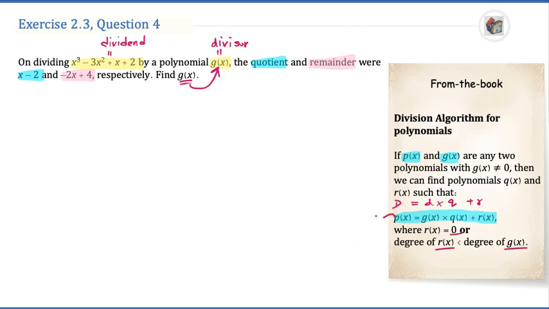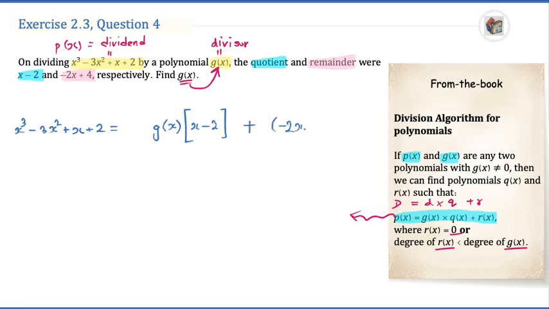So let me just use this relationship here. And what is p(x) for me, by the way? p(x) is this, the dividend that we had in the beginning. So if I write down this relationship, what am I going to see? First of all, on the left hand side you have p(x). This is your entire p(x). Then it says it is equal to g(x) times q(x). g(x) I don't know, so I'll have to write down the same thing, times quotient, which is x minus 2, and then we're adding r(x) to this, which is minus 2x plus 4. So this is the relationship I have.